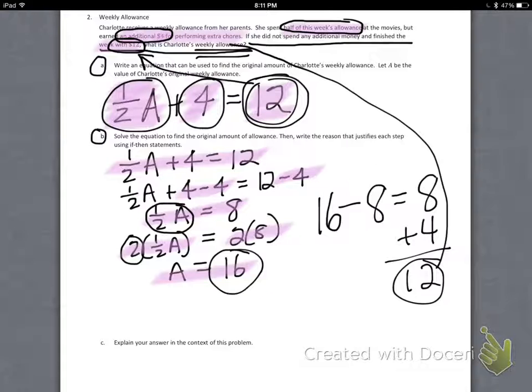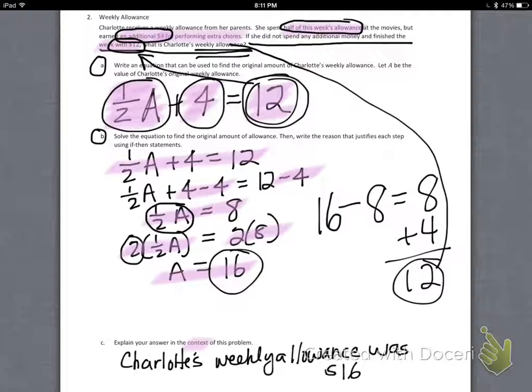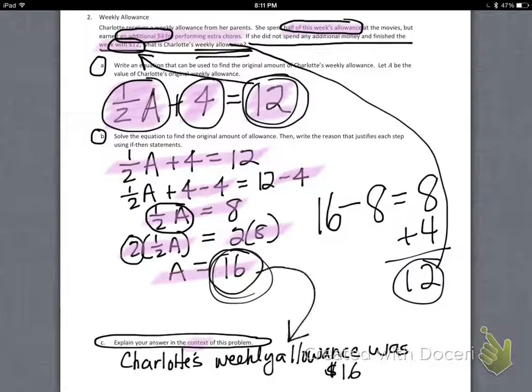And this C, of course, I'm not sure why they throw in this word context, but anyway, it says explain your answer in the context of this problem. Well, the question that was asked was, what is Charlotte's original weekly allowance? And that's exactly what this is. So Charlotte's weekly allowance was $16. That's how you would answer that question. Here's my answer, and what my answer means is Charlotte's weekly allowance was $16.